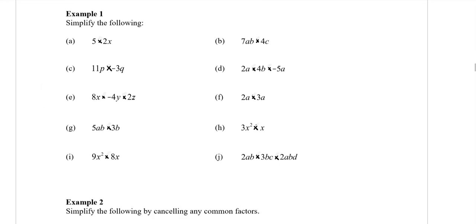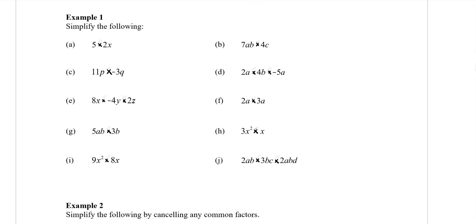So in example 1 here, we're doing all multiplication questions. So that's exactly what we're going to do. We're going to multiply the numbers and collect up the letters at the end. So we have 5 times 2, which is 10, and then there's an x, so the x will sit at the end. In B, 7ab times 4c, we're going to start by multiplying the numbers.